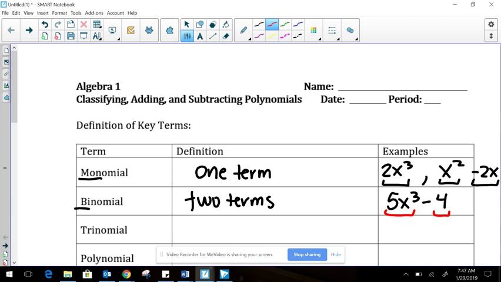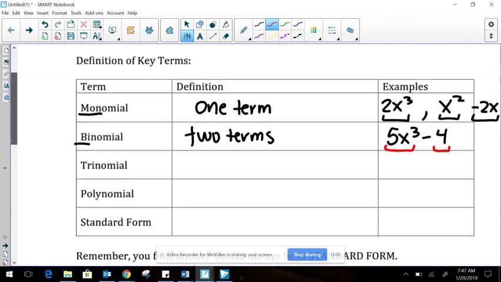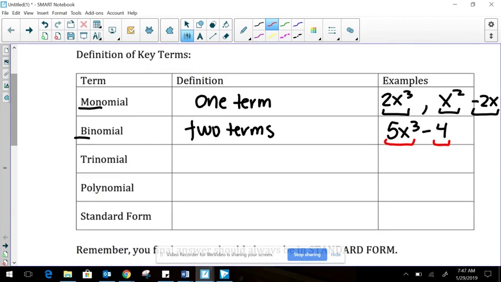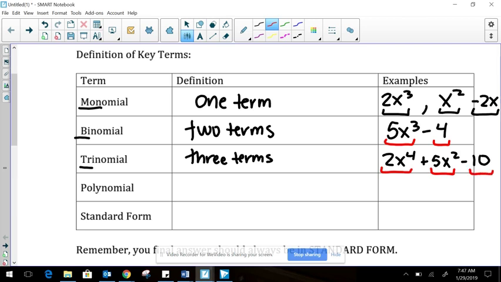All right, next one, trinomial. Guess how many terms? You guessed it. There's 3. All right, so 3 terms. Okay, so let's make up, let's say 2x to the 4th plus 5x squared minus 10. All right, you can make up whatever you feel like. That's my first term, second term, third term.